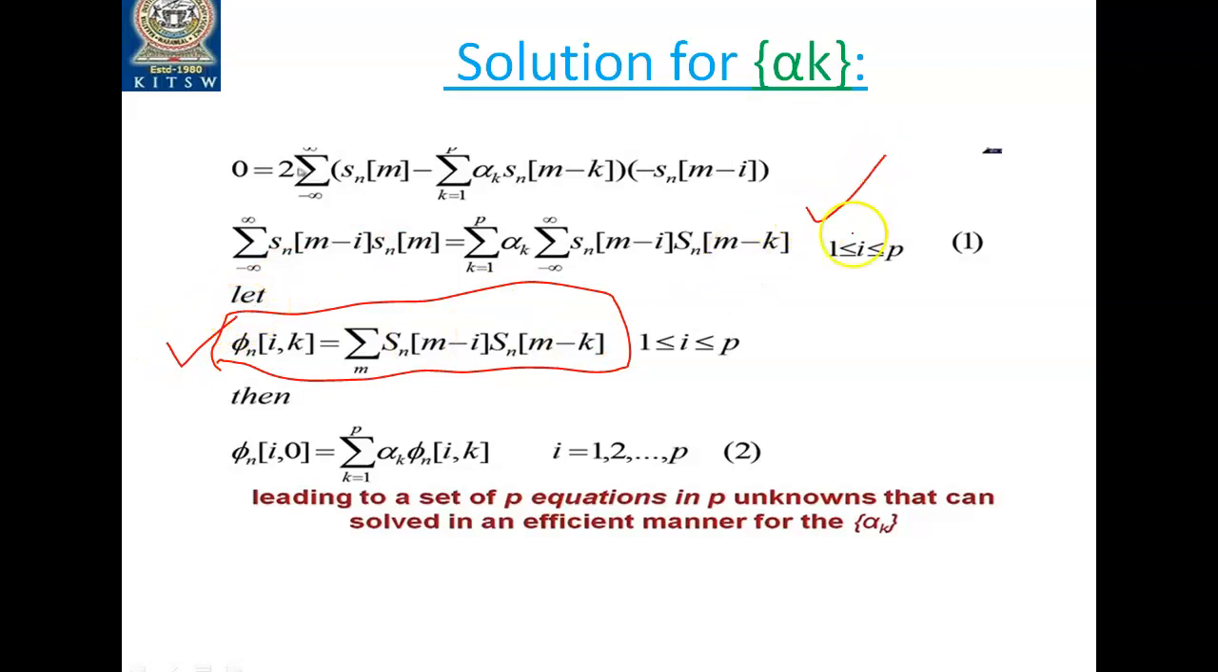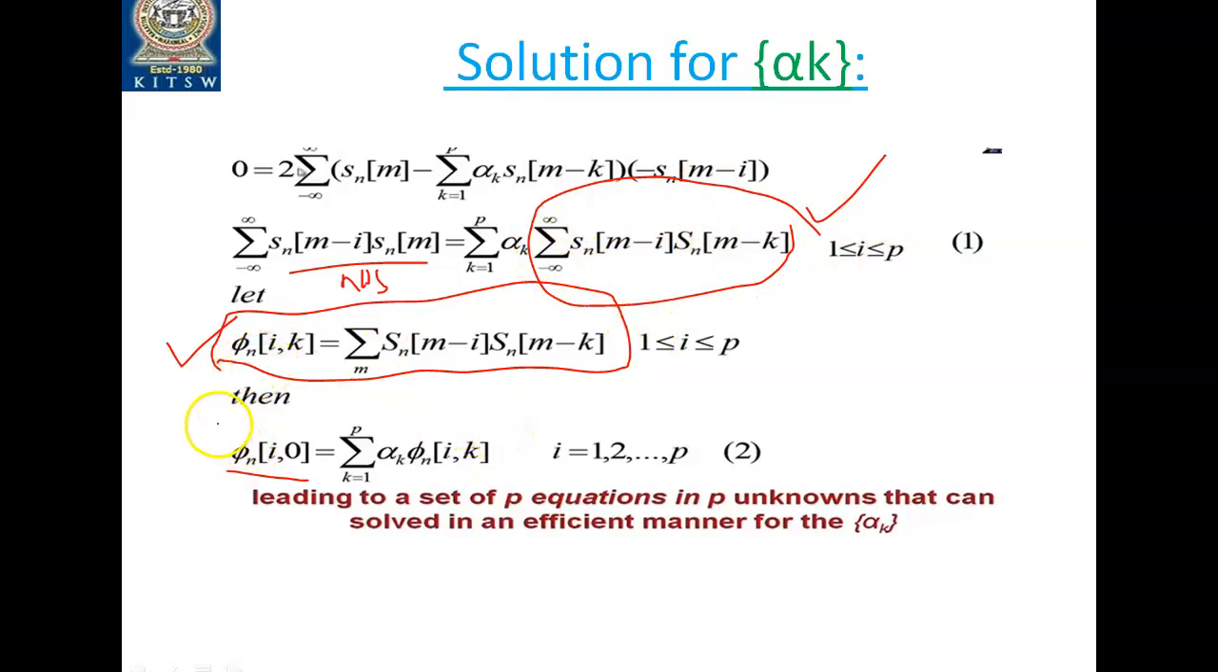With respect to this equation, we have chosen this complete term as phi n of I comma k. But because there is no k equal to 0, can I call this as phi n of I comma 0? Yes. So the left hand side term of the equation is referred to as phi n of I comma 0. In the right hand side of the term, in place of this we are writing directly phi n of I comma k.